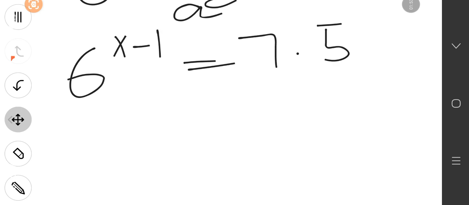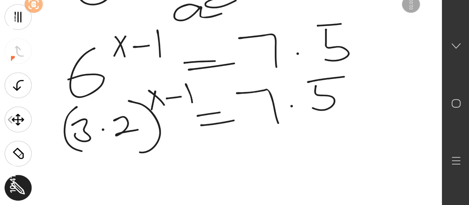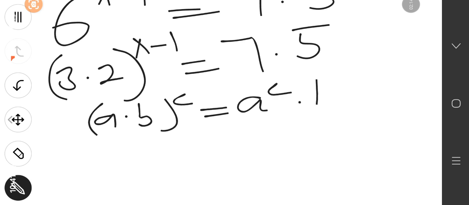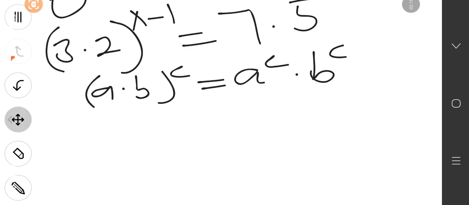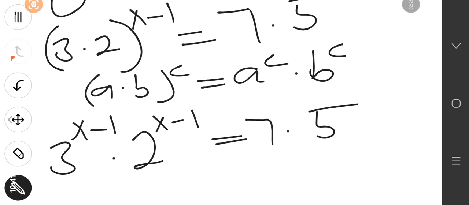All right. Now, 6 is the same as 3 times 2, okay? All right, so we're going to have 7 times 5 here. All right, so here let's apply the product to a power rule of indices. So (a times b)^c equals a^c multiplying b^c. So our equation becomes 3^(x - 1) times 2^(x - 1) = 7 times 5.